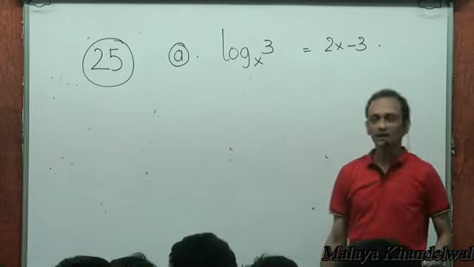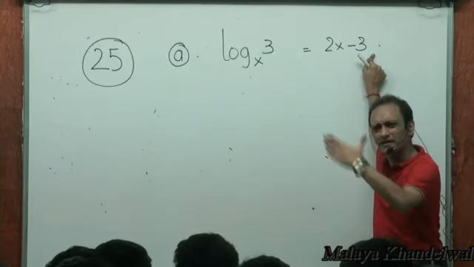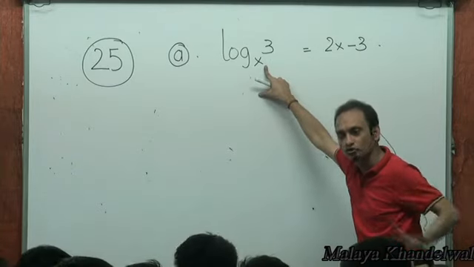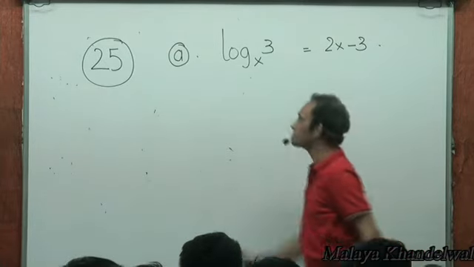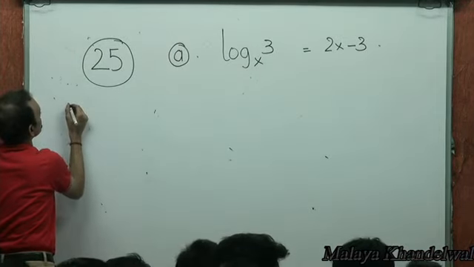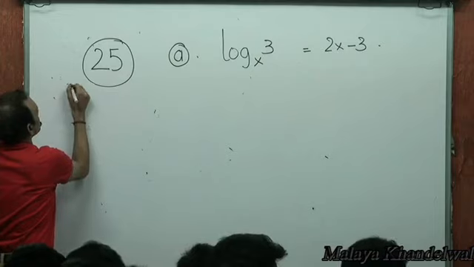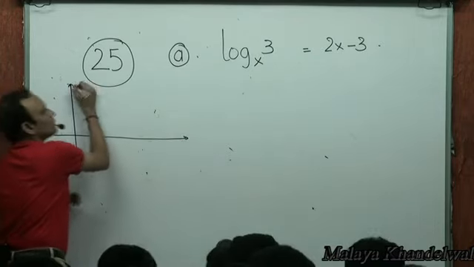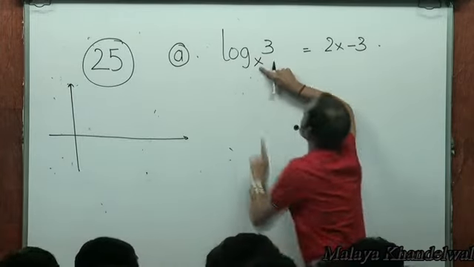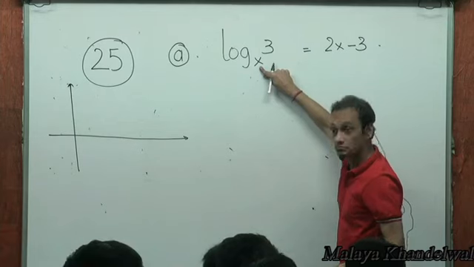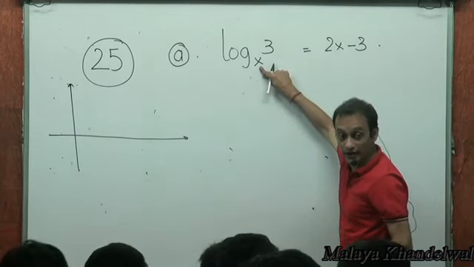This is peanuts. y equal to 2x minus 3 is a straight line with slope 2, y intercept minus 3. Let me draw the graph of this, log 3 to the base x. First of all, log x to the base 3 will be defined for x greater than 0. That's the domain, isn't it?